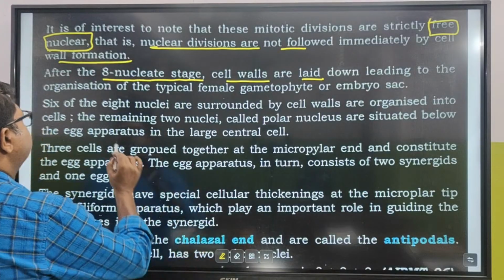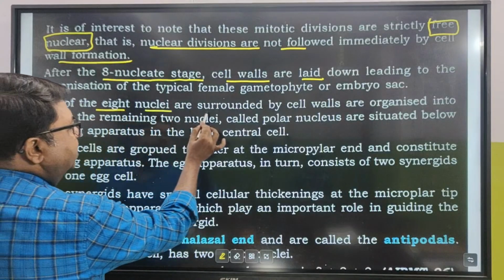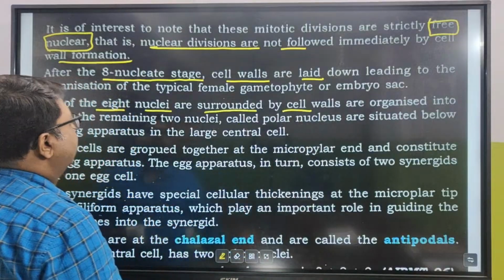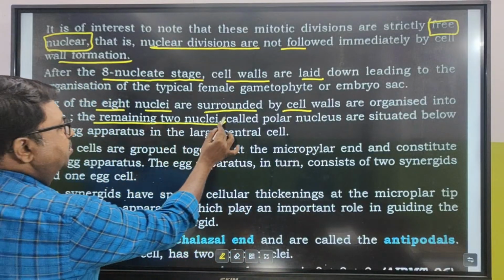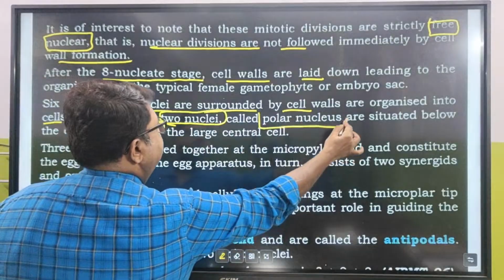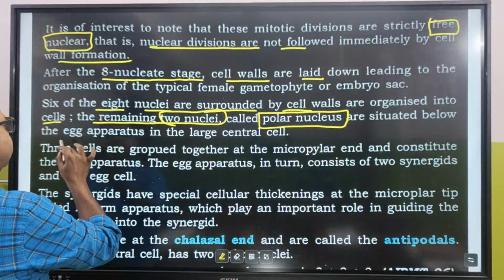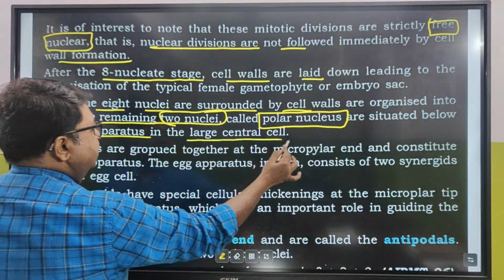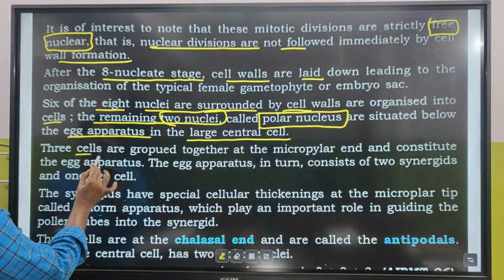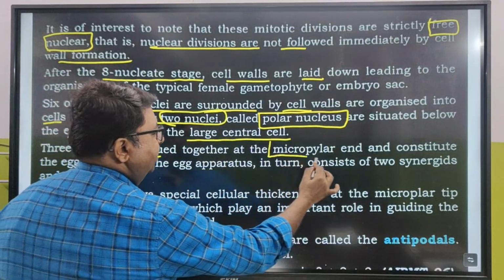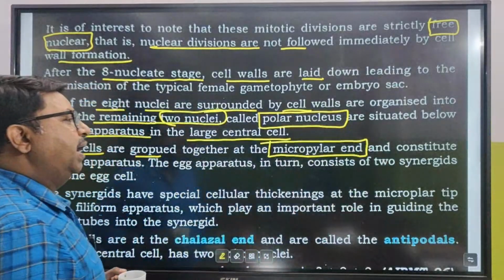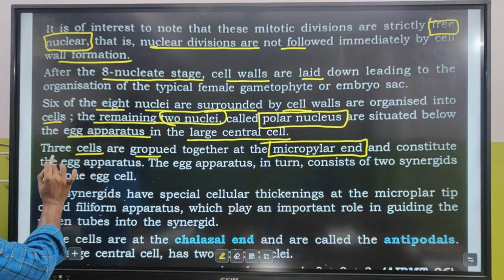or embryo sac. 6 of the 8 nuclei are surrounded by cell walls and are organized into cells. The remaining 2 nuclei, what do we call them? Polar nuclei. They will stay together, situated below the egg apparatus in the large central cell. 3 cells are grouped together at the chalazal end. What will they form? Antipodal cells.